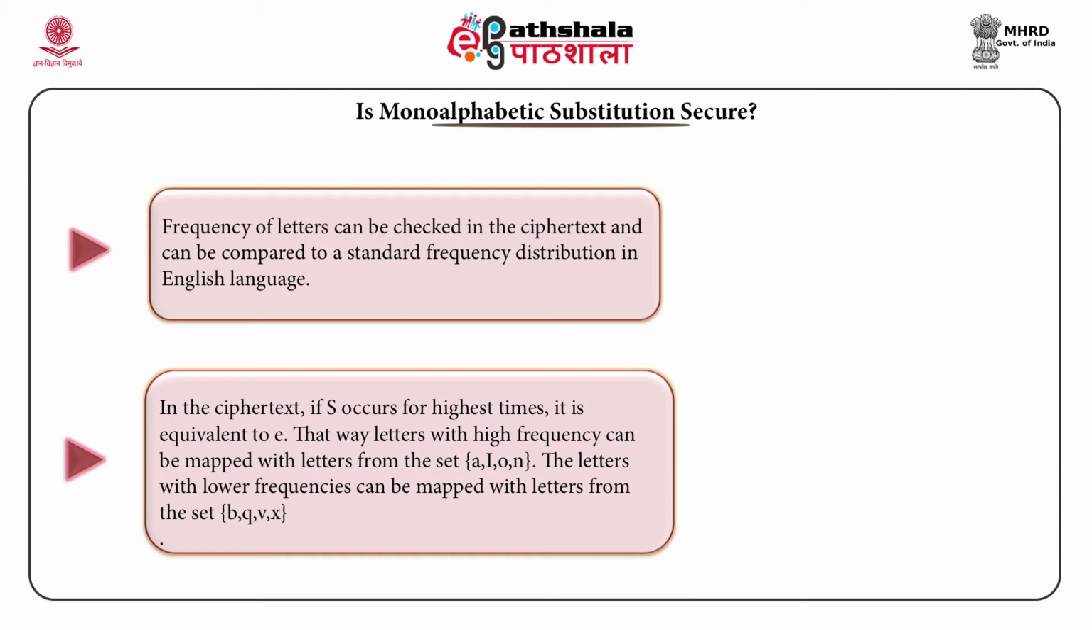How has this relation come? Because in the English language, E occurs many times. Fine. Because A, I, O are used many times when you use English language. Letters with high frequency can be mapped to A, I, O, N. The letters with lower frequencies can be mapped to the letters B, Q, V, X. How has this analogy come? Because if you check the English language, B, Q, V, X are used fewer times.